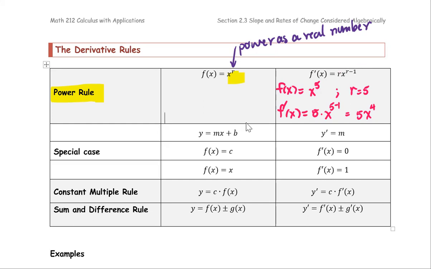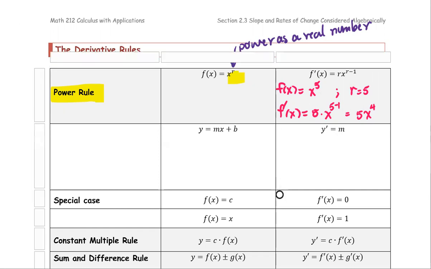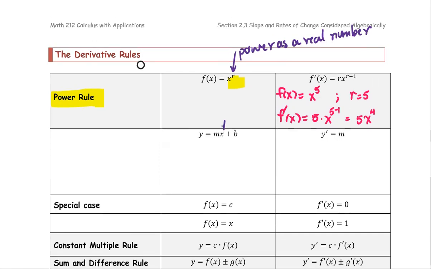And the next one is the equation of the line. Let me bring it up to get some more room for the example. The equation of the line is one of the examples of the power function where the power is 1, or r equals 1.